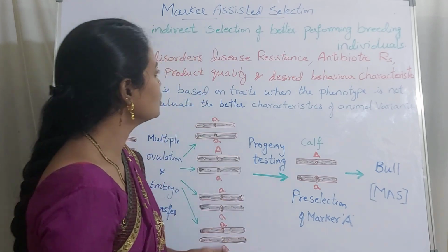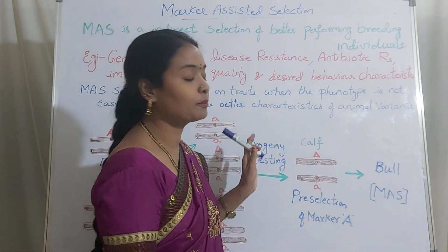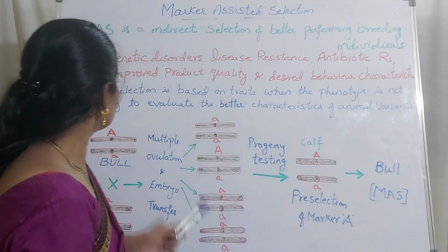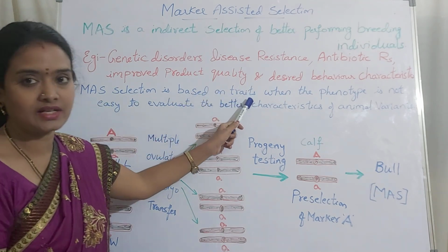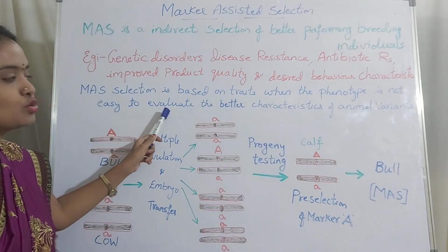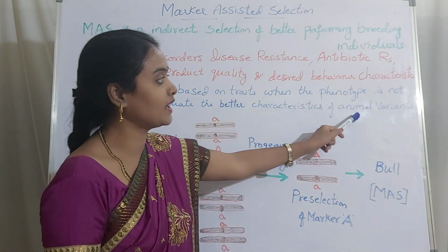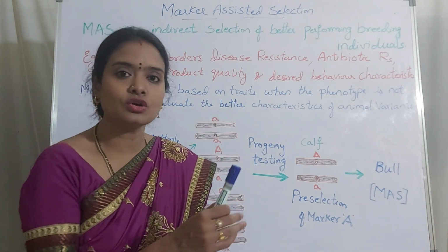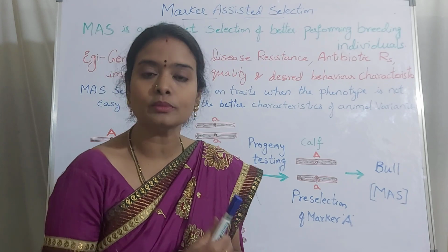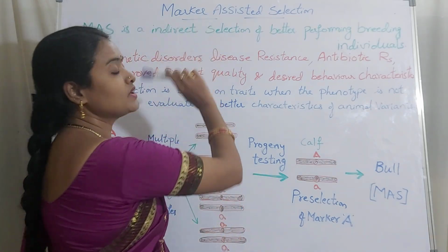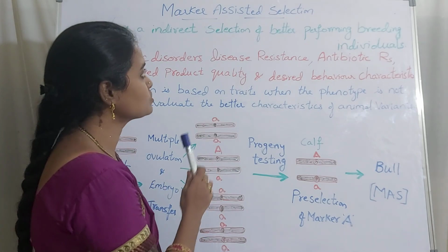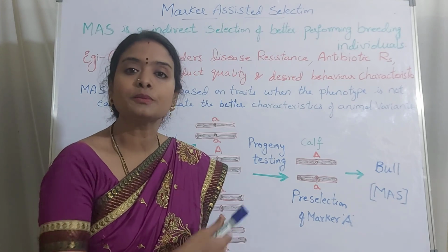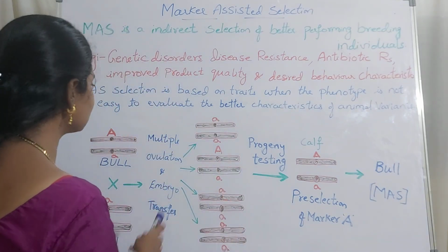So in order to select the better performing breeds, we have to go for the mass selection process. Here the mass selection is based on traits when the phenotype is not easy to evaluate for the better characteristics of animal variants. So we have to go for genome analysis. When you go for genotyping or genome analysis, we make use of certain markers in order to check whether superior quality genes are inherited by the progeny or not. Let us see one example.